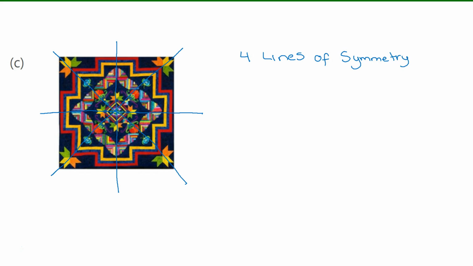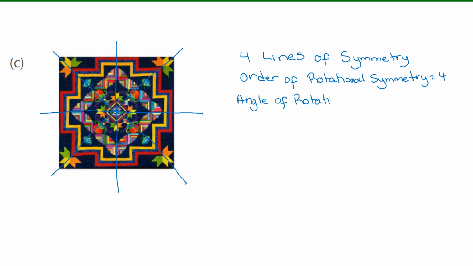Now if we rotate this around, you would see that it coincides with itself 4 times. So the order of rotational symmetry is 4. Then to find the angle, I will divide 360 degrees by 4, which is 90 degrees.